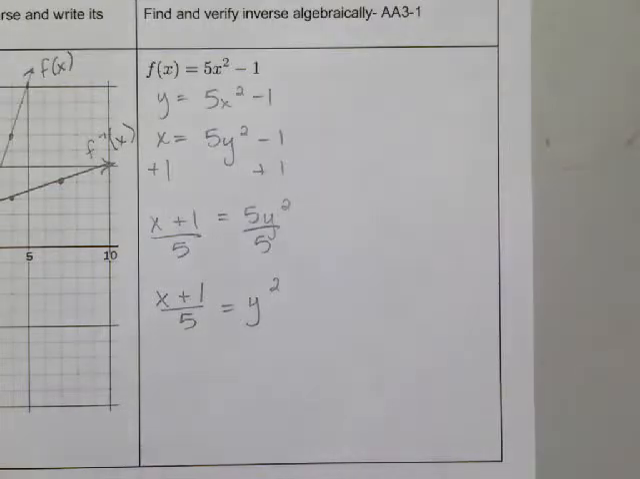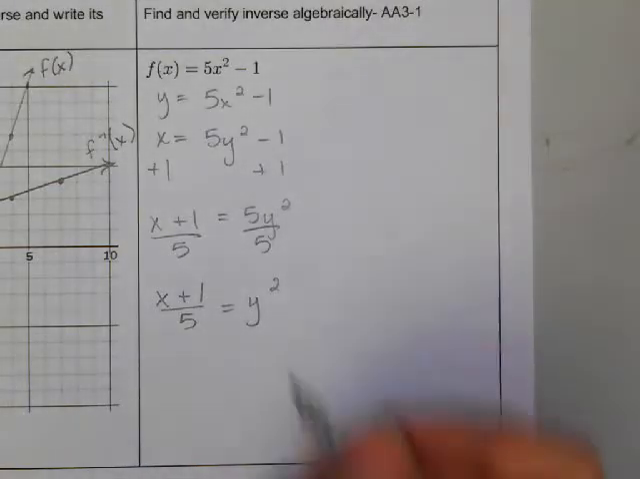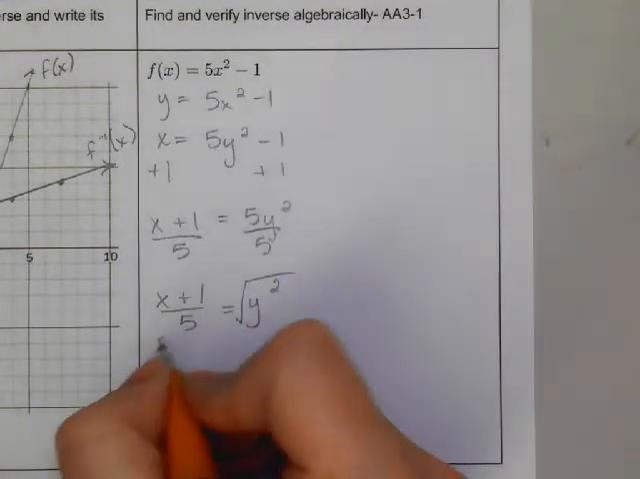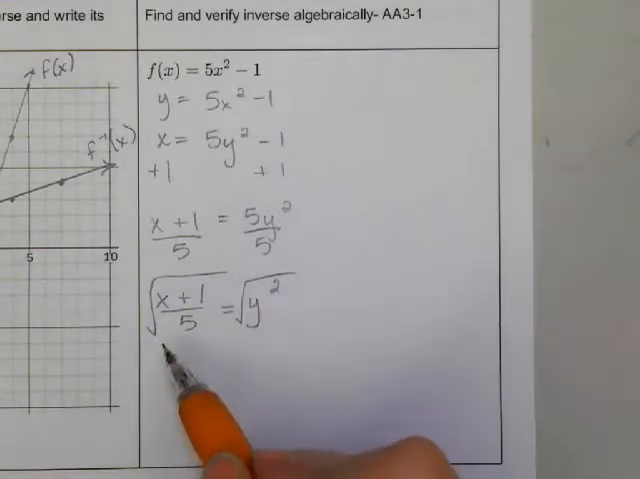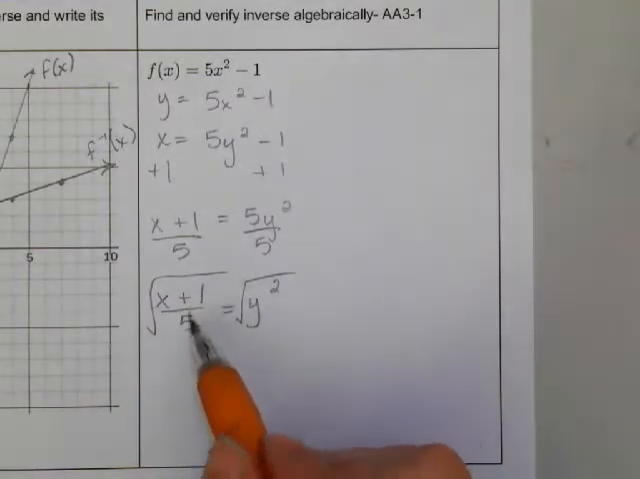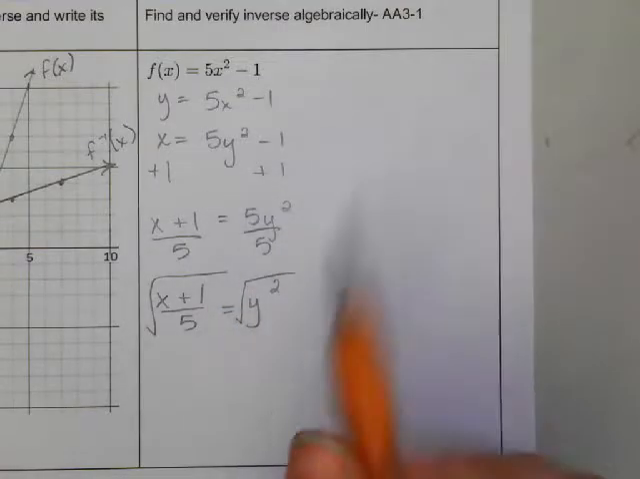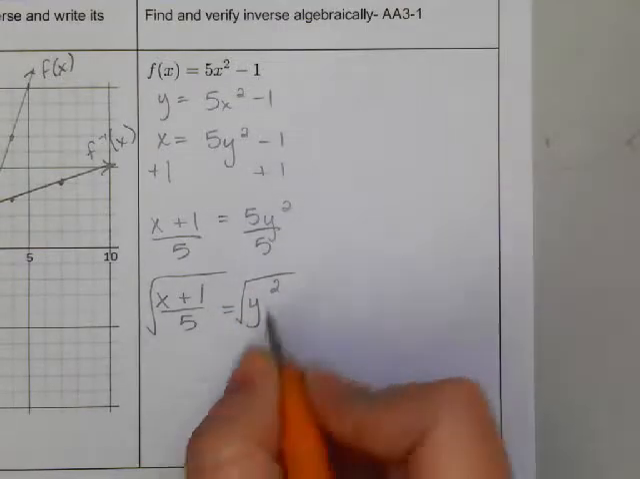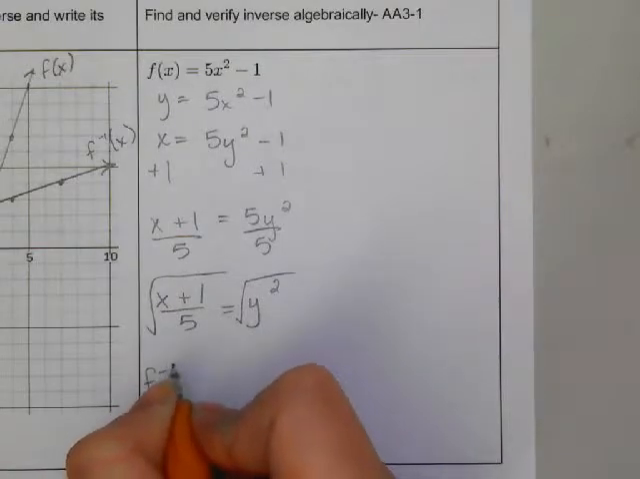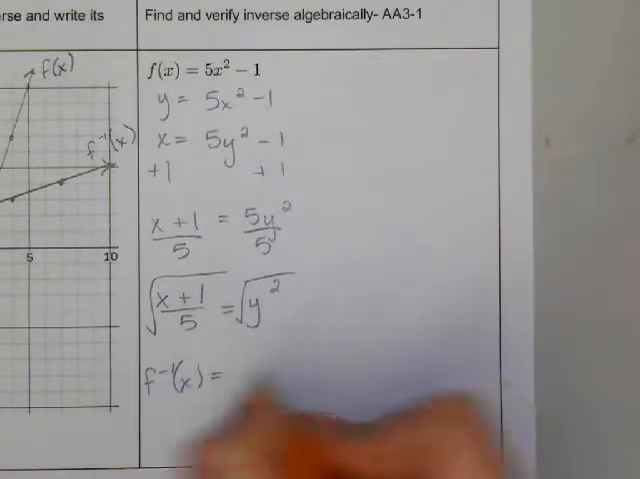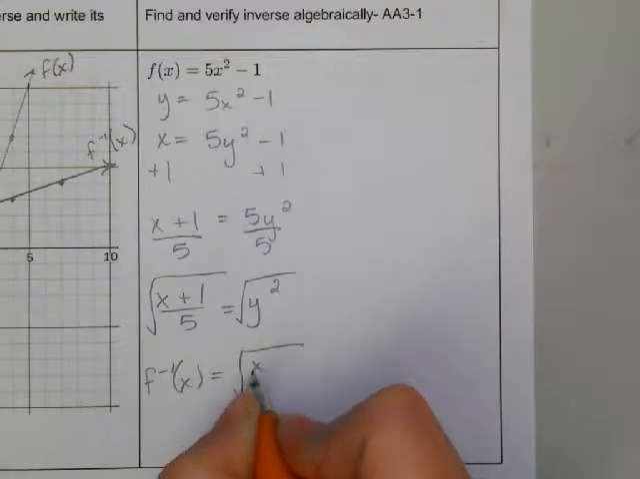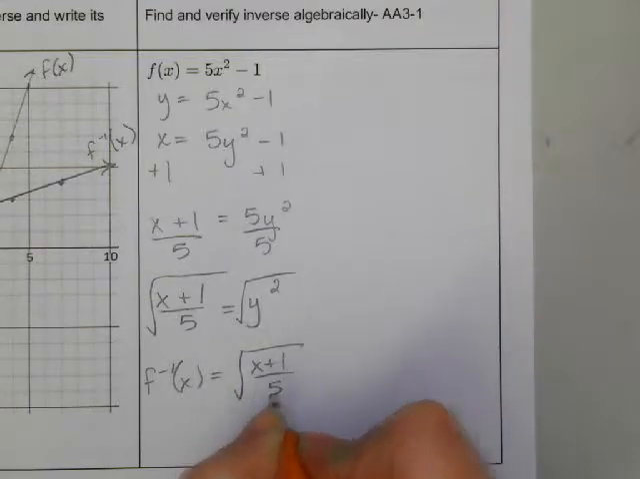Now that I have that y squared alone, then I can take the square root of both sides. Make sure when you square root both sides, you square root the entire thing. A lot of people just wanted to put it over the top. Make sure you do the entire thing. So my inverse, my f negative 1 of x, is the square root of x plus 1 all divided by 5.